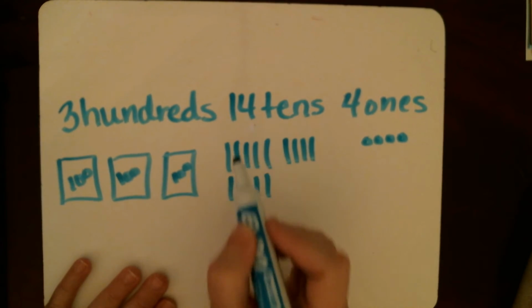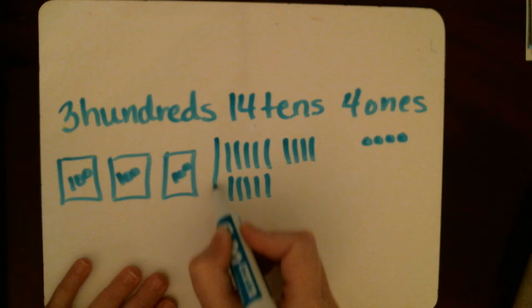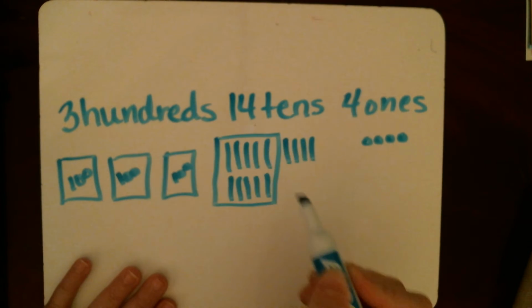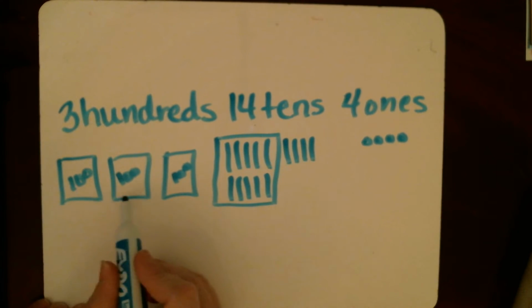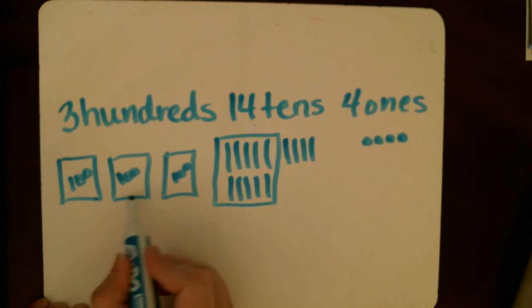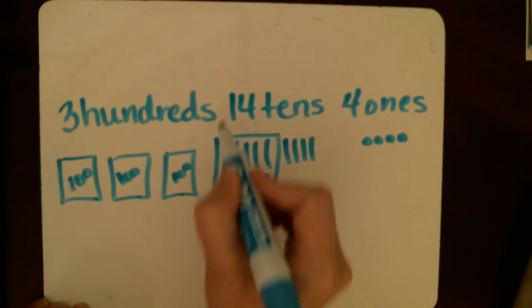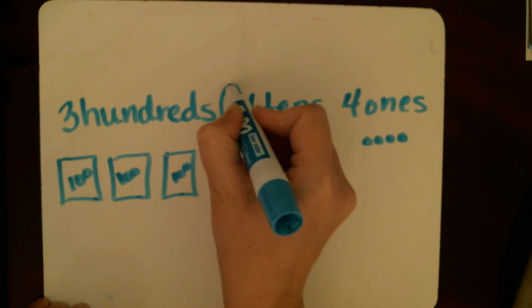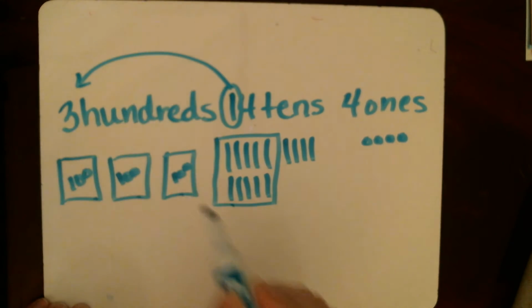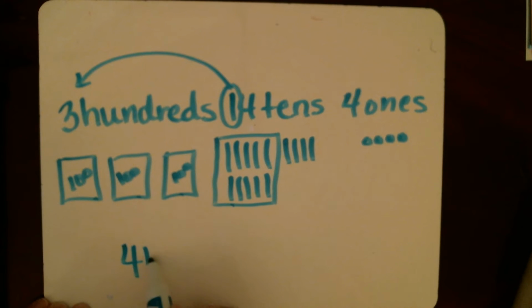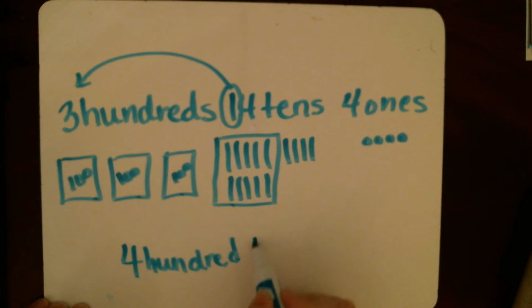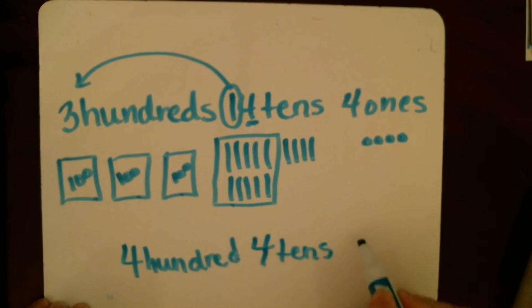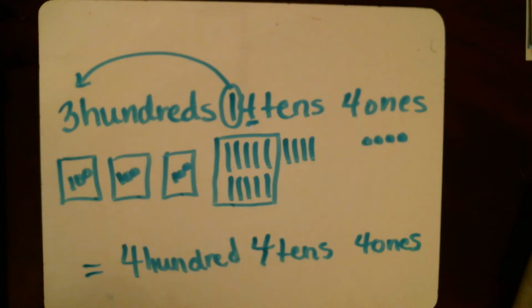Remember that 10 tens make 100, so I can turn those 10 tens into 100. So how many hundreds do I have now? I have 1, 2, 3, 4 hundreds, because remember, I can move that one over there. Now I have 4 hundreds, 4 tens, because that one stayed, those 4 tens can't be regrouped, and I still have 4 ones. Those are equal to each other.